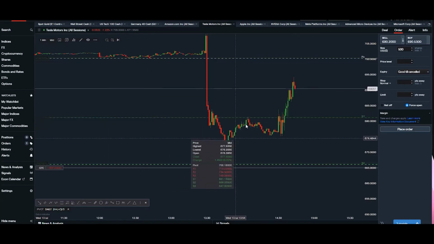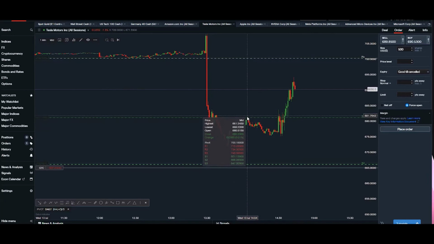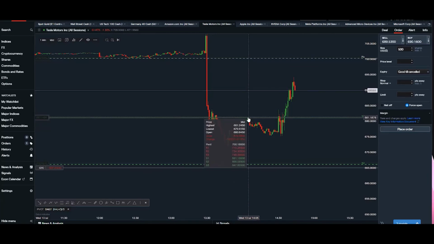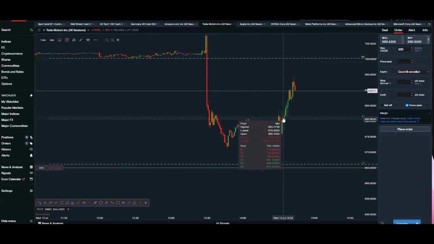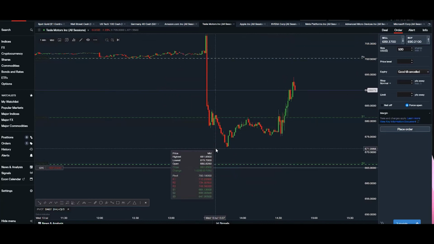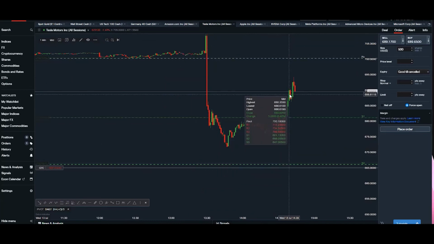Previously you'd be looking at, for example, this area here on the S1 to take a short. You would be short in the retest area. This is completely different. We're trading those breakouts because we know after a huge sell-off, we're going to get that breakout to the upside, because investors want to get back in the trade.